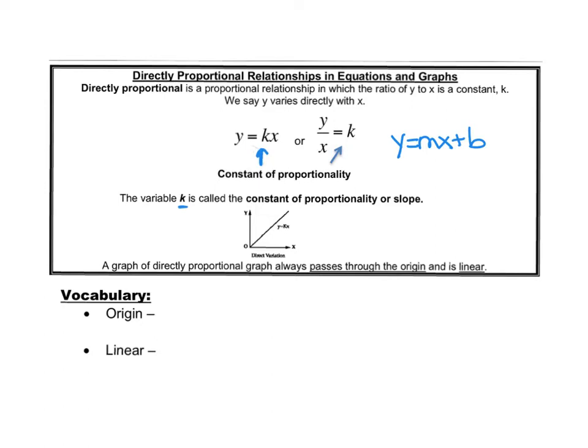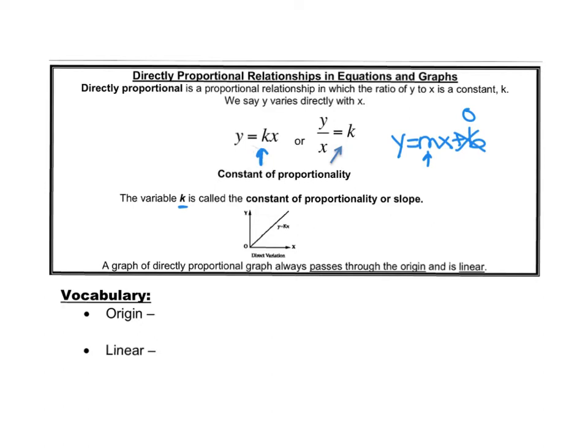The difference between y is equal to mx plus b and y is equal to kx is that b is just always going to be 0. It's always going to go through the origin. So this right here is just the same as the constant of proportionality, or the slope.